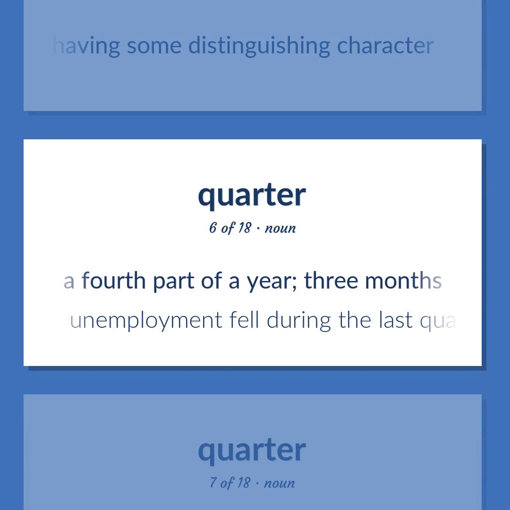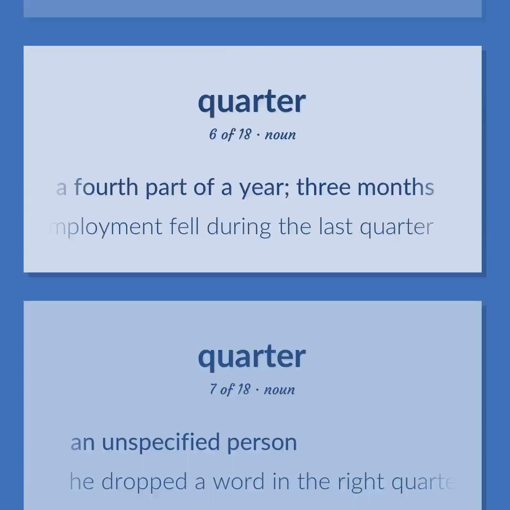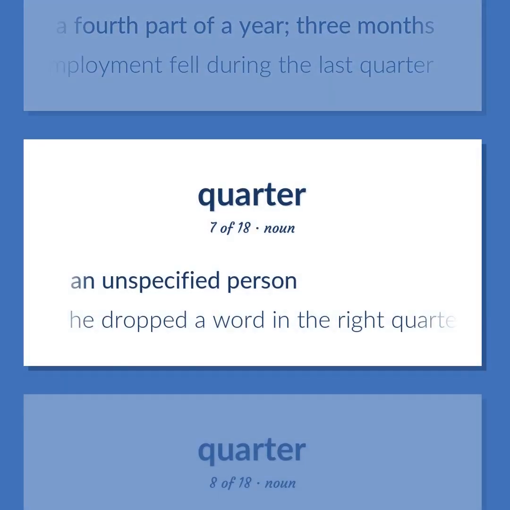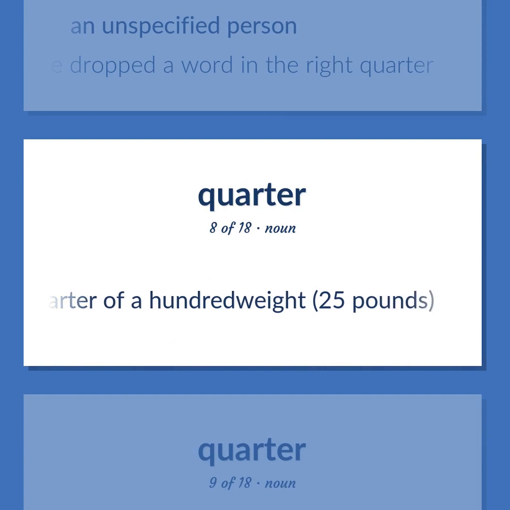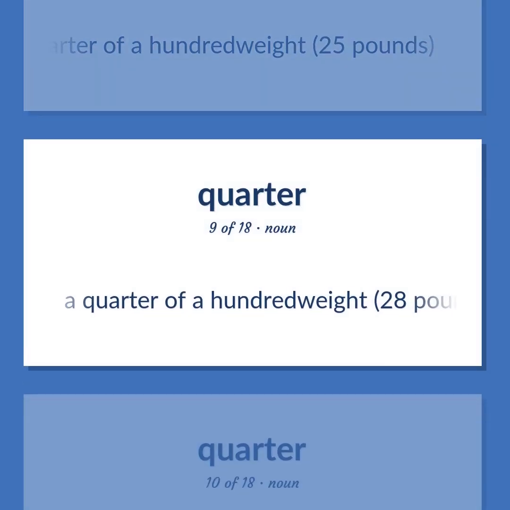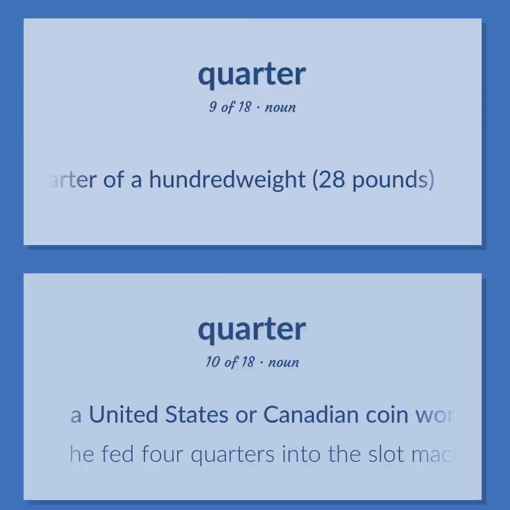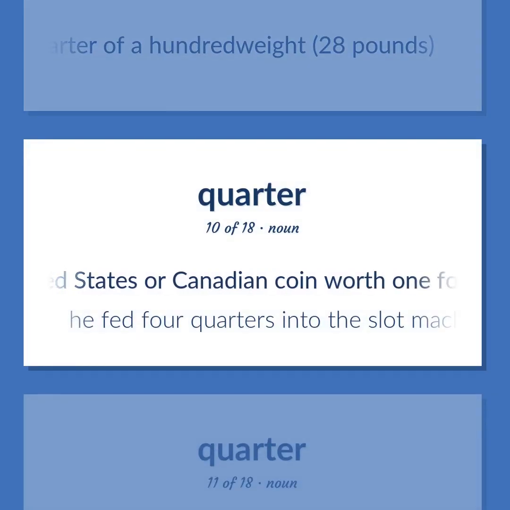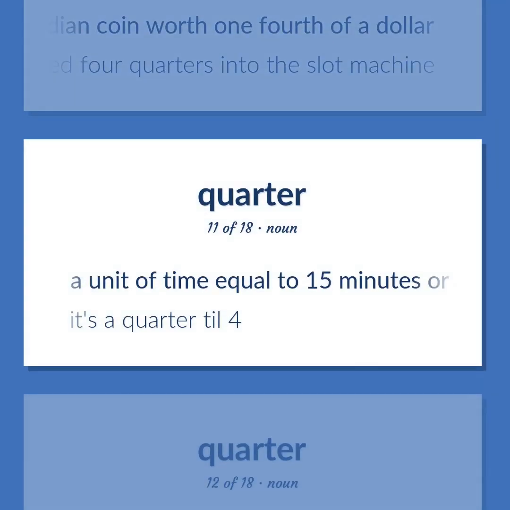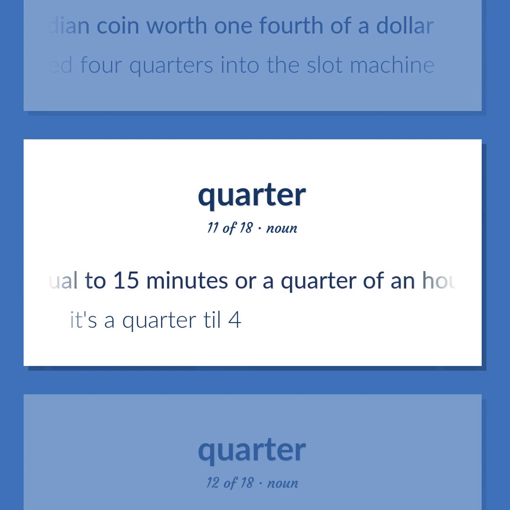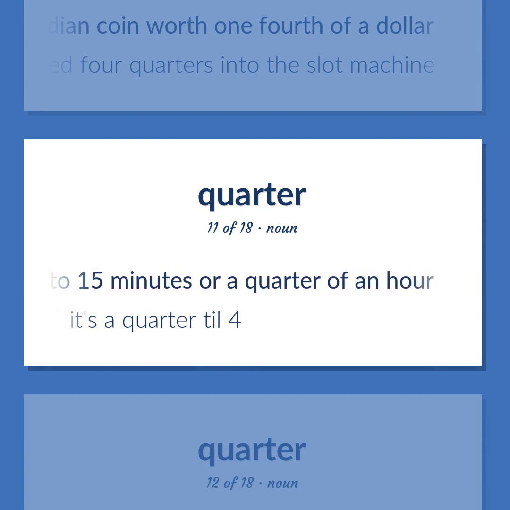A 4th part of a year, 3 months. Unemployment fell during the last quarter. An unspecified person. He dropped a word in the right quarter. A quarter of a hundredweight, 25 pounds. A quarter of a hundredweight, 28 pounds. A United States or Canadian coin worth 1/4 of a dollar. He fed 4 quarters into the slot machine. A unit of time equal to 15 minutes or a quarter of an hour. It's a quarter till 4.